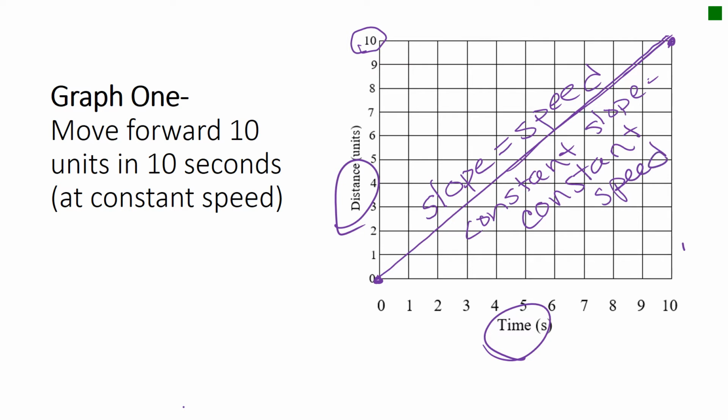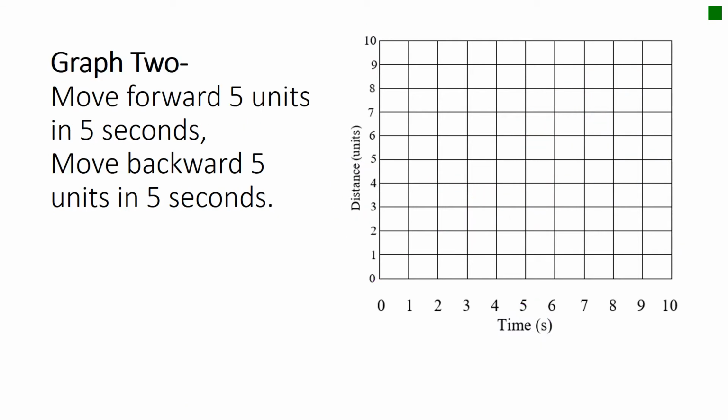Notice that the slope is the same throughout the whole graph, so you are going the same speed throughout the whole graph. All right, the next graph says you move forward 5 units in 5 seconds, so that would be at 5, 5. We started at 0, 0. And then it said you move backwards 5 units in 5 seconds.